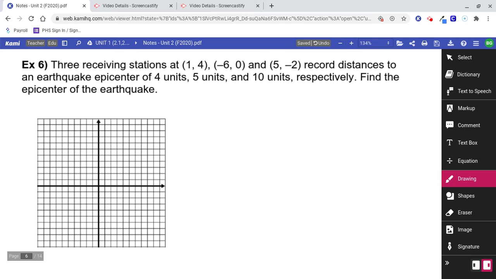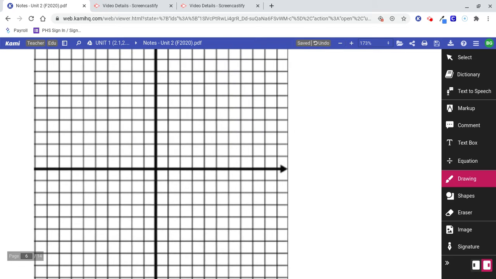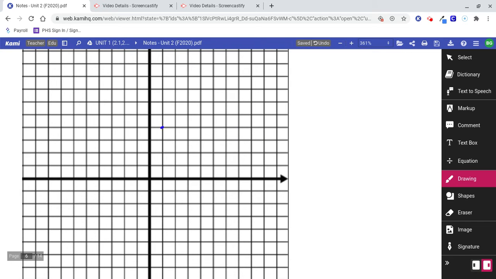Example 6. Okay, there are 3 receiving stations at (1, 4), (-6, 0), and (5, -2). They record distances to an earthquake epicenter of 4 units, 5 units, and 10 units, respectively. Find the epicenter of the earthquake. Okay, so one of these circles has a center at (1, 4) and a radius of 4. That's what they're saying right here. So let's go ahead and draw that. Center at (1, 4), and a radius of 4.